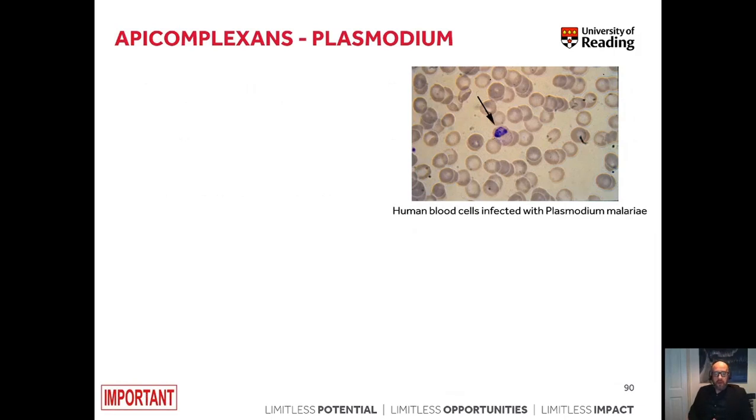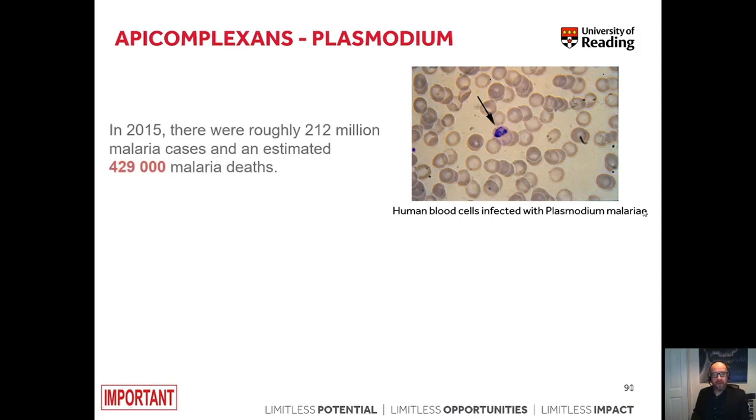In addition to those types, there is also another very important type of protozoa causing disorders in humans, and this type are apicomplexans. Especially Plasmodium is important here. What you can see here on the slide are human blood cells infected with Plasmodium malariae. And as the name already suggests, this is the causative agent in malaria.